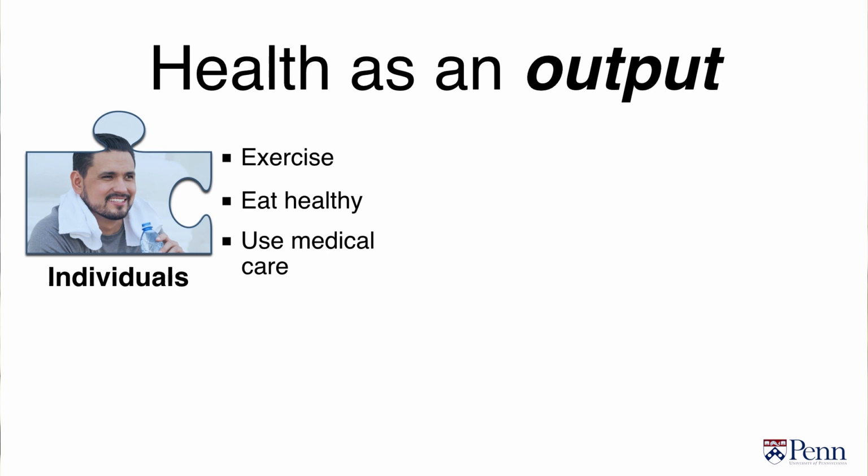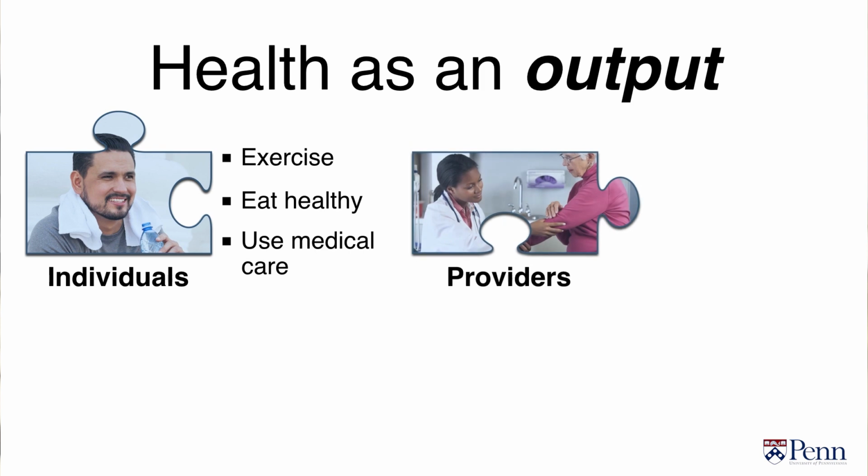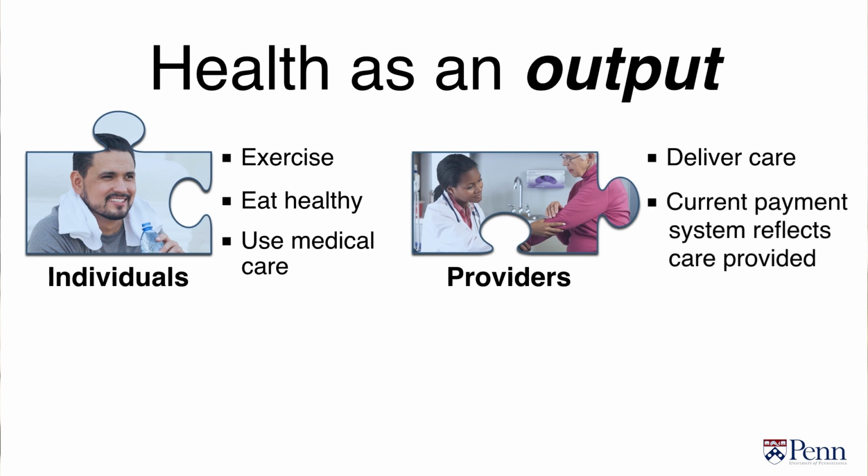But individuals are not the only ones thinking of health as an output. If we look at it from the perspective of providers, their core business is to deliver care that improves the health of their patients. This is one of the reasons many economists believe doctors should be paid based on their success in making their patient healthier and not based on the number of services they provide to patients. The current payment system suggests that health is an output because it's reflective of the care provided to patients.